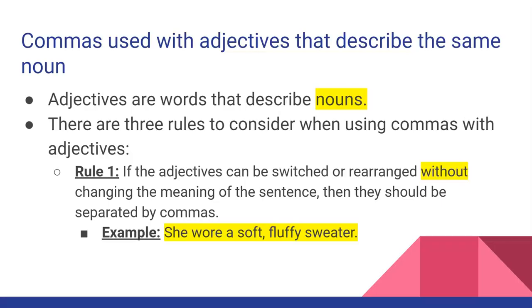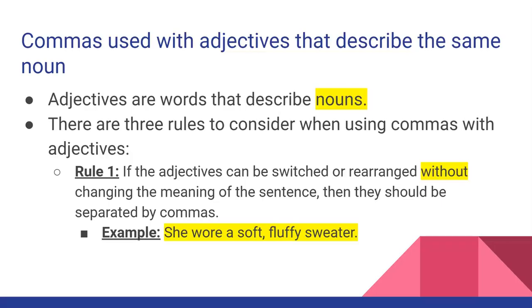So if we are using adjectives to describe nouns, we want to make sure that we are separating those adjectives with a comma. Adjectives are describing words. It could be things like a color. It could be things like a texture. It could be things like how many of something there are. These are all adjectives because they describe people, places, or things.